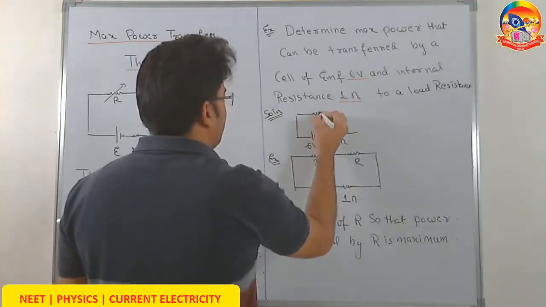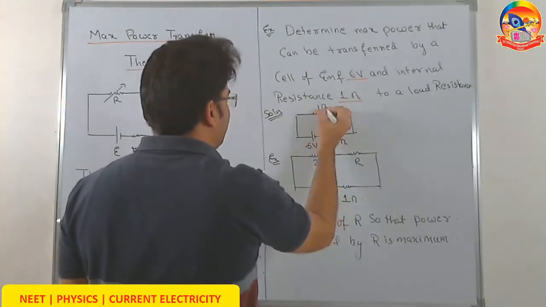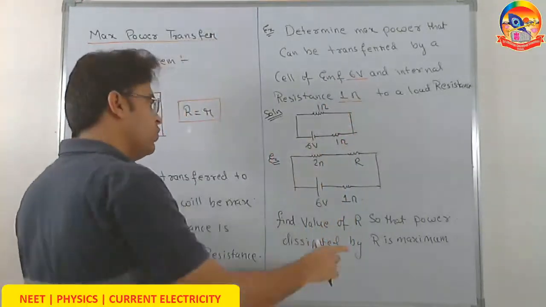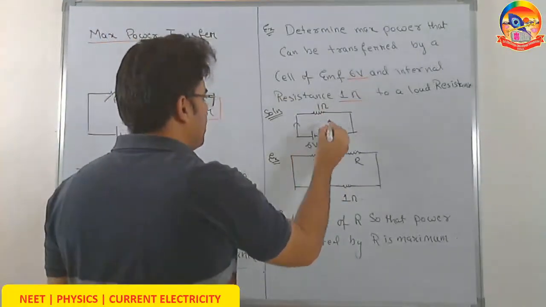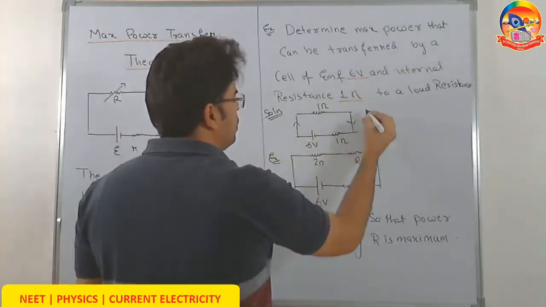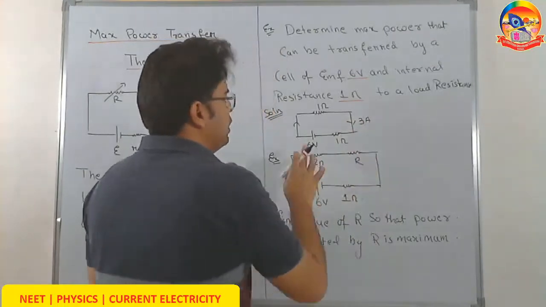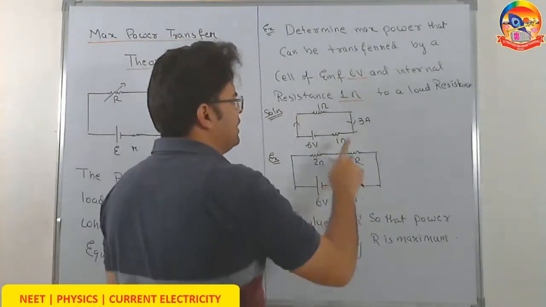The power transferred to the load resistance will be maximum when the load resistance equals the internal resistance. So load resistance should also be 1 ohm. When we place a resistance of 1 ohm, the current in the circuit will be 6 by 2, that is 3 ampere. The current through this 1 ohm resistance is 3 ampere.